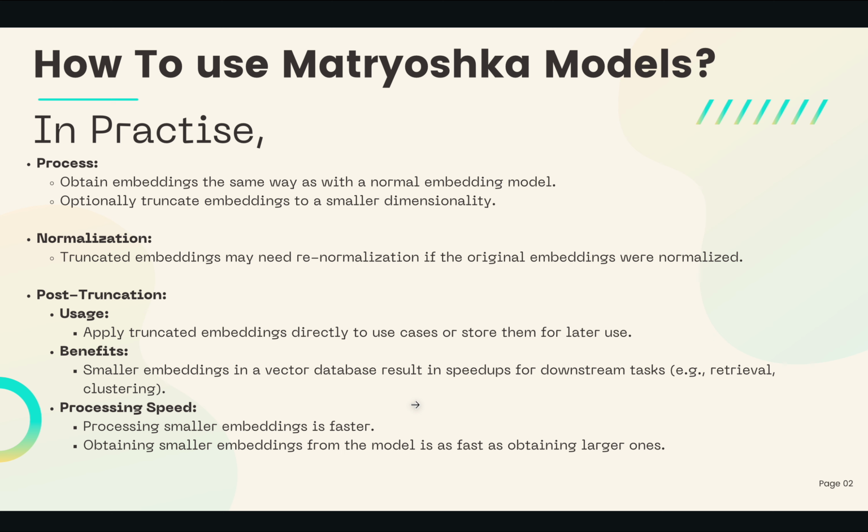So in practice, how do we use it? We obtain the embeddings the same way as with a normal embedding model, and then optionally we can truncate these embeddings into a smaller dimensionality as we have seen. We can do the normalization step for the truncated embeddings, or do post-truncation in case we want to use them for specific tasks, or if we are using small embeddings in a vector database. This is in retrieval, for example, where processing smaller embeddings could be faster, and of course improving our RAG system, for example, as a task.